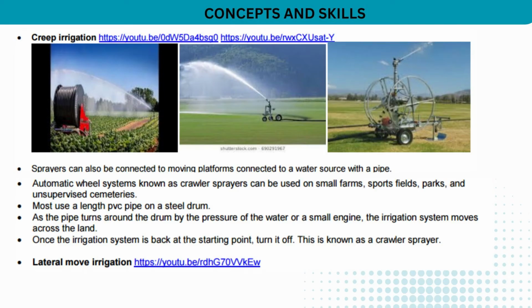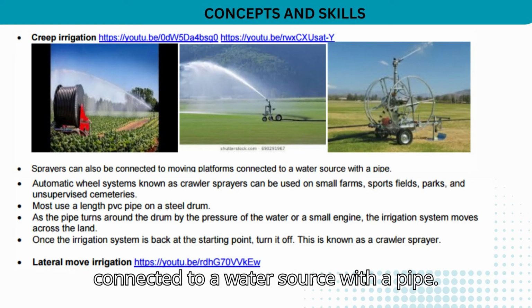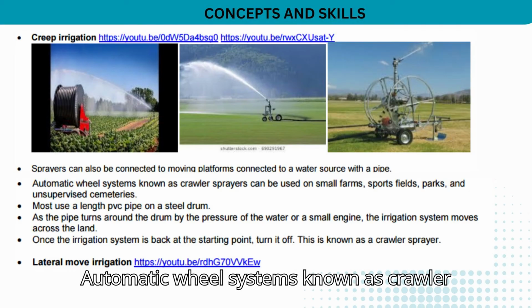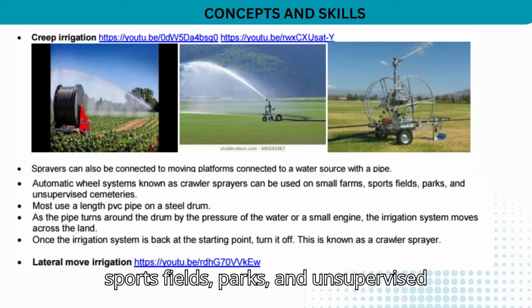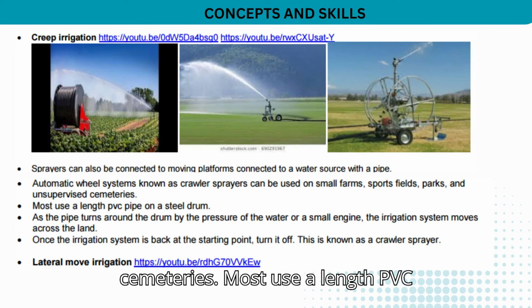Sprayers can also be connected to moving platforms connected to a water source with a pipe. Automatic wheel systems known as crawler sprayers can be used on small farms, sports fields, parks, and unsupervised cemeteries.